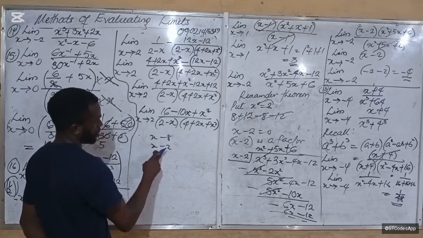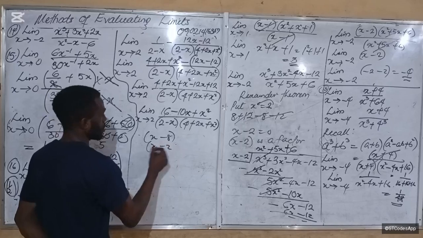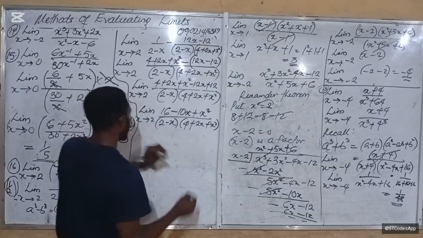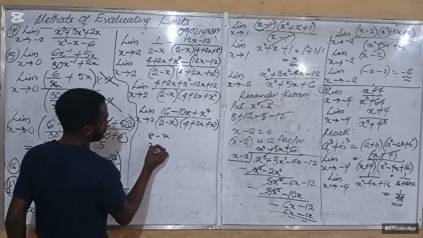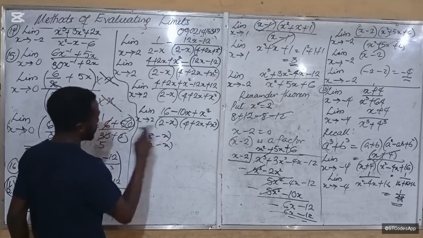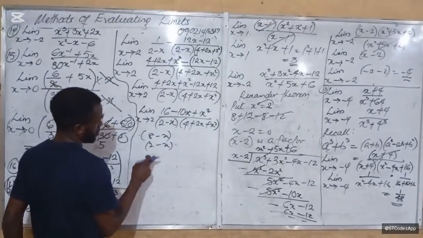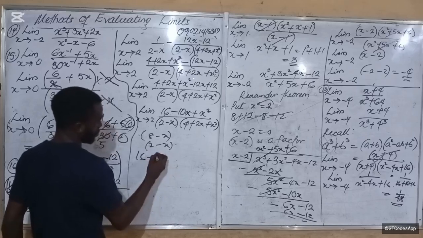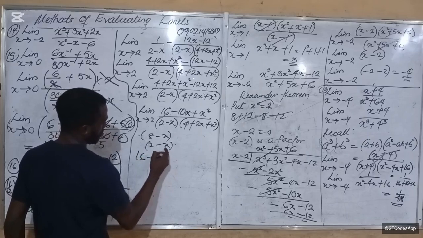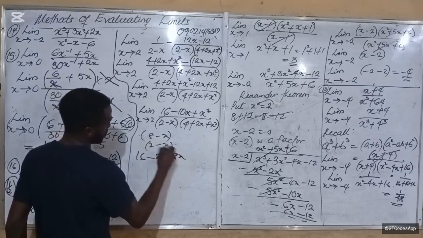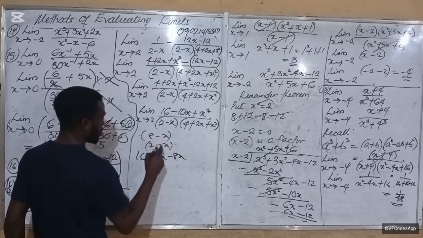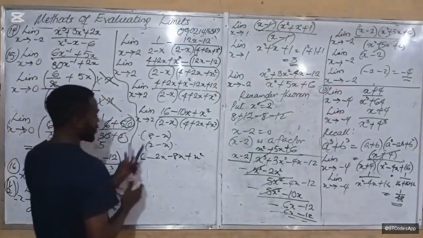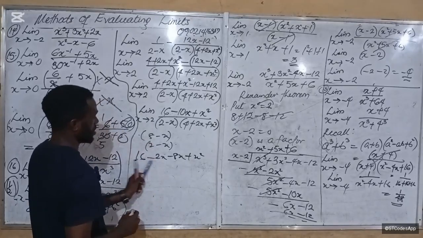But here, let's see. Okay, so x minus 8, and let's see, 8 minus x and 2 minus x, because of this. So this times is 16, minus this times is minus 2x, minus 8x, plus x squared.